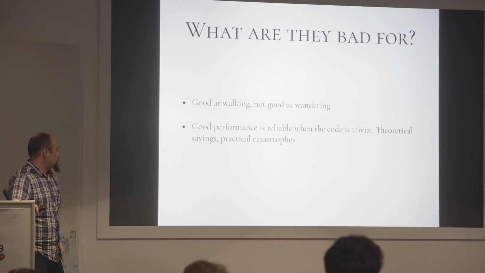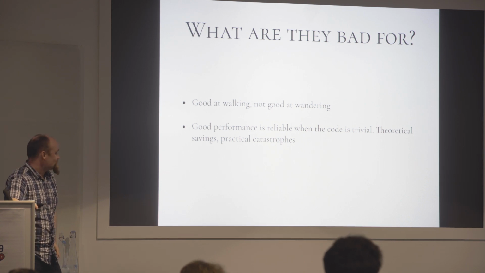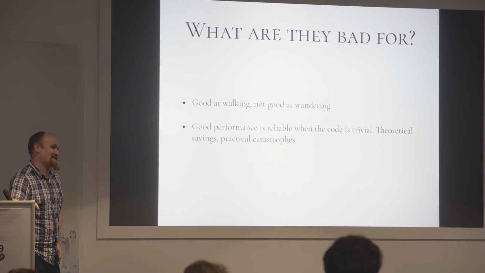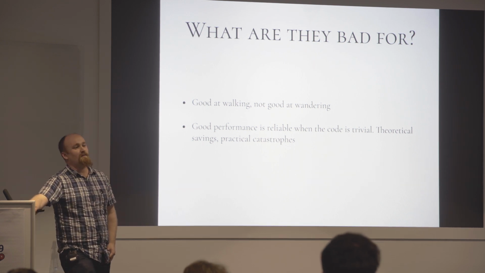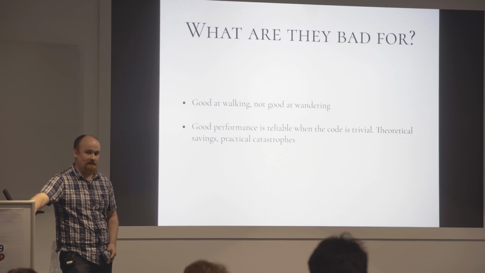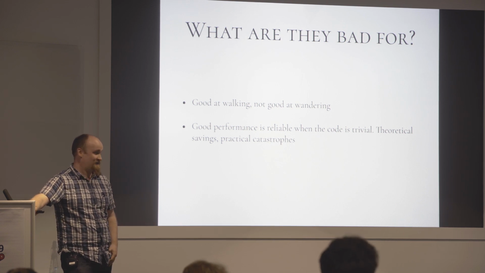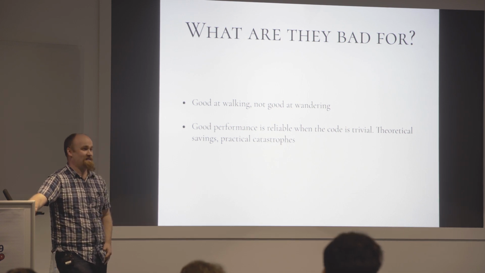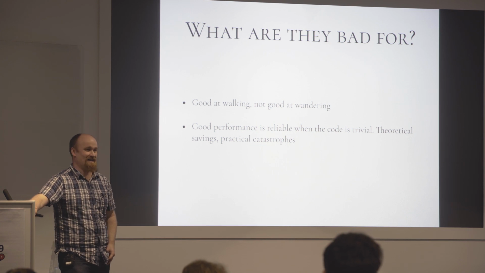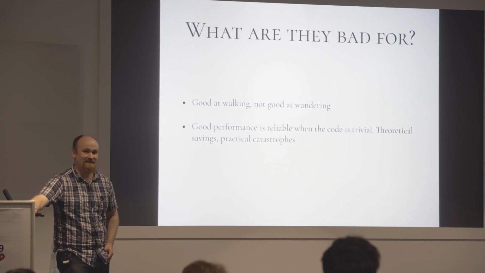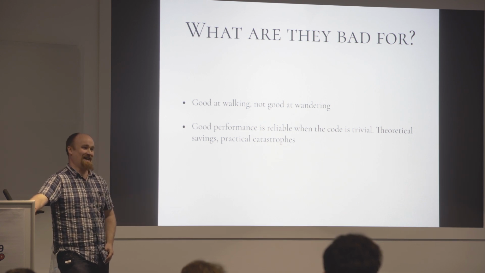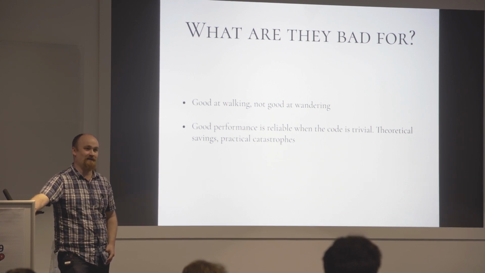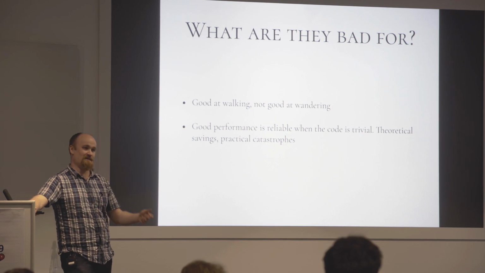Good performance is reliable when the code is trivial. Theoretical savings, practical catastrophes. I'm being melodramatic. It's not catastrophes. But when people write range-based code and they're not programmers, it's very easy for them to accidentally end up recalculating everything hundreds of times. N squared, n cubed, n to the 4. It's not hard to get there with ranges if you're not careful about when you actually store things into arrays.